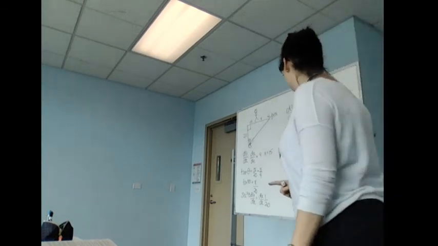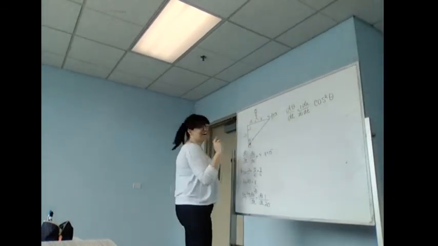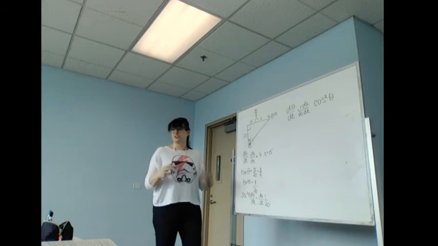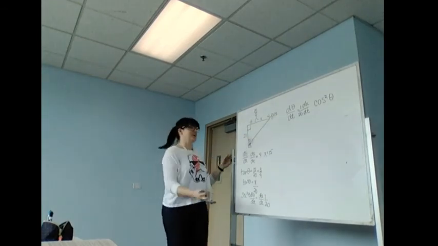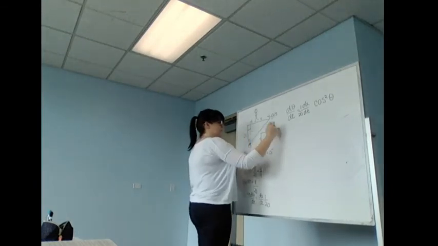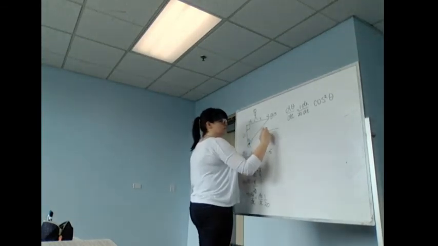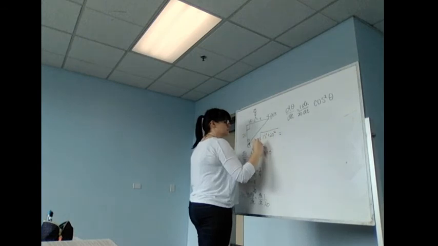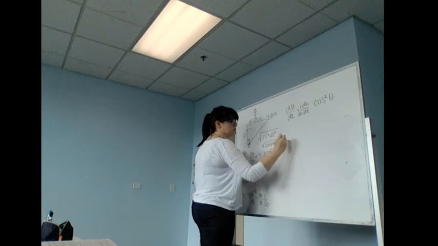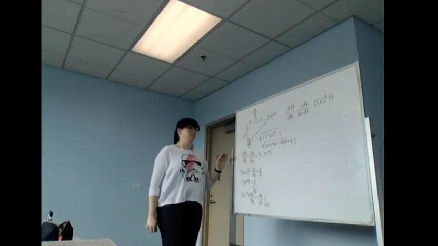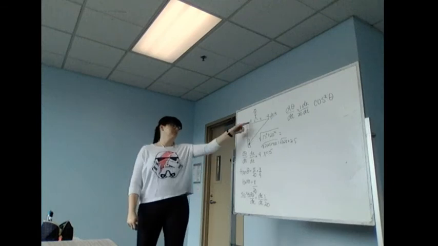We do need it. Because cosine is adjacent over hypotenuse. We don't know the hypotenuse yet. So let's find it. It's going to be the square root of 15 squared plus 20 squared, which is the square root of 225 plus 400, which is rad 625, which is 25. It's a Pythagorean triple. 3, 4, 5.